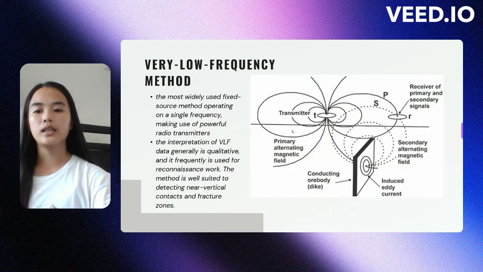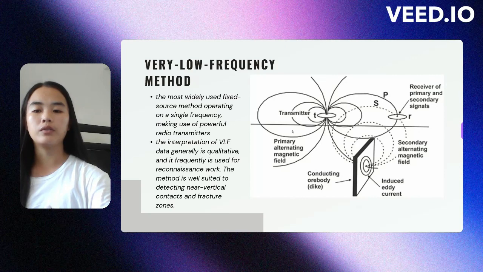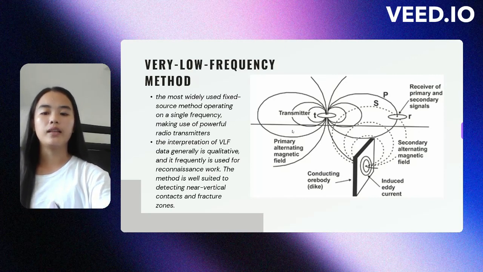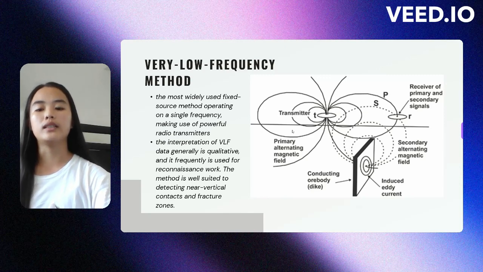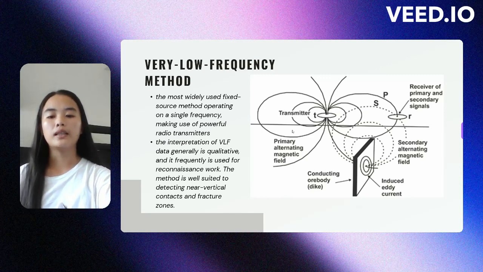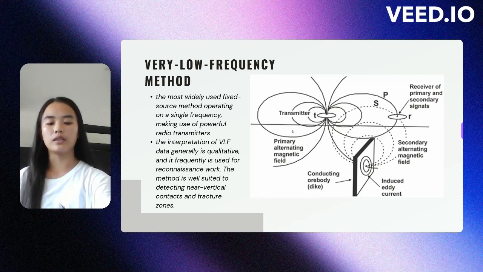Very low frequency is the most widely used fixed source method, operating on a single frequency, making use of powerful radio transmitters. The interpretation of VLF data generally is qualitative, and it frequently is used for reconnaissance work. The method is well suited to detecting near vertical contacts and fracture zones.